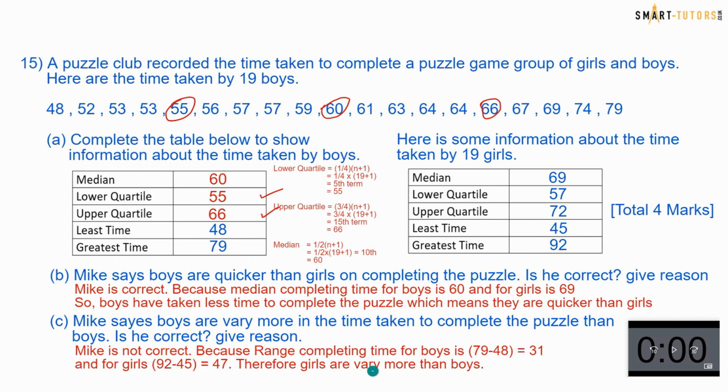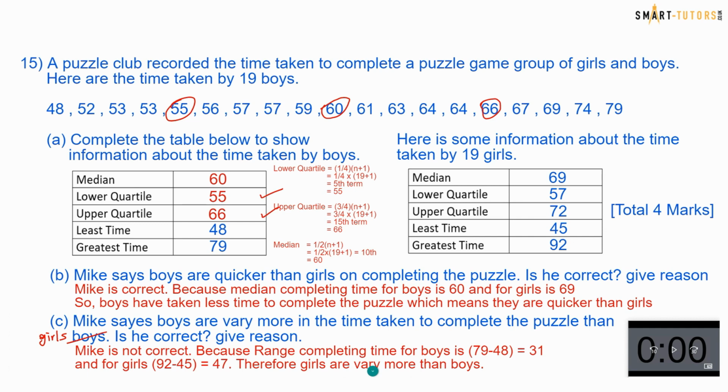Last question is, Mike says boys vary more in the time taken to complete the puzzle than, here the question is wrong, we already corrected it in the previous slide, which is girls here. So Mike is saying boys vary more in the time taken. Mike is not correct because the range of completing time for boys is 79 take away 48, highest number take away smallest number, which is 31. And for the girls it is 92 take away 45, which is 47. So 47 is greater than 31. Therefore, girls vary more than boys. But Mike said boys vary more. So Mike is not correct on the C part. That is the answer for question number 15.